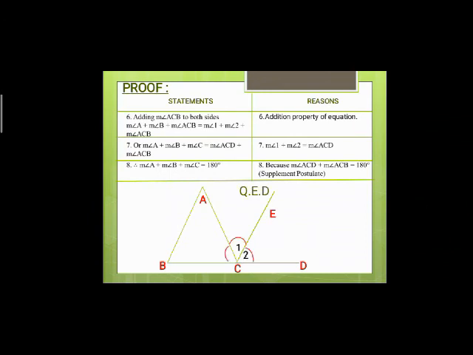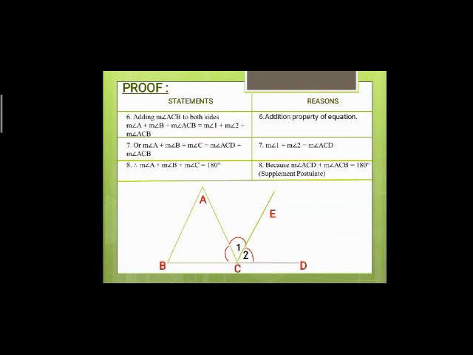You see that statement, point 6 of that statement, is adding angle ACB to both sides to prove that the sum of the angles of a triangle is equal to 180 degrees. That's why we add angle ACB on both sides of that statement, angle A plus angle B is equal to angle 1 plus angle 2, by the addition property of equation.